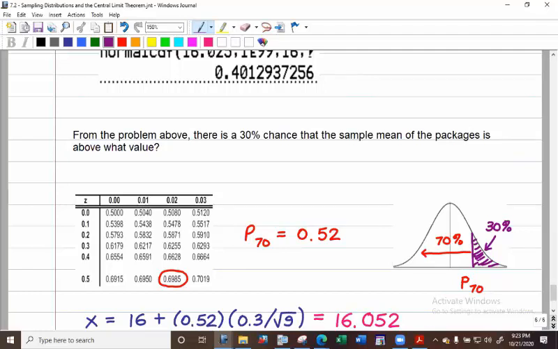So I drew the little picture. 30% above means 70% below. So right here, 30% above, 70% of that's below. So in actuality, this is a 70th percentile problem. In other words, 30% will be above whatever that number is we get for the 70th percentile.